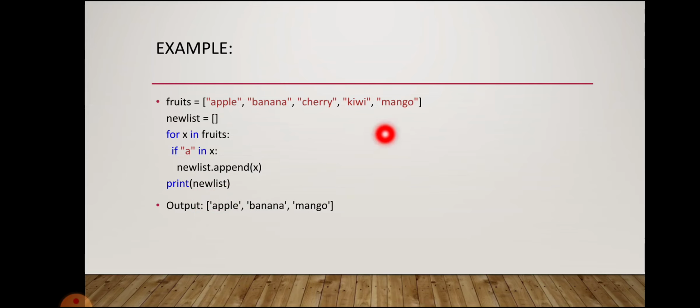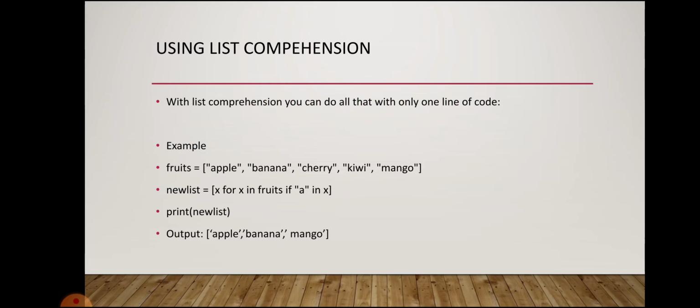Instead of doing all this, list comprehensions are used as a shorter syntax. You can do all this with a single line of code. With a single line of code: fruits are apple, banana, cherry, kiwi, mango. new_list equals x for x in fruits if A in x. If A is in x, it goes into the new list. Print of new_list gives apple, banana, mango.